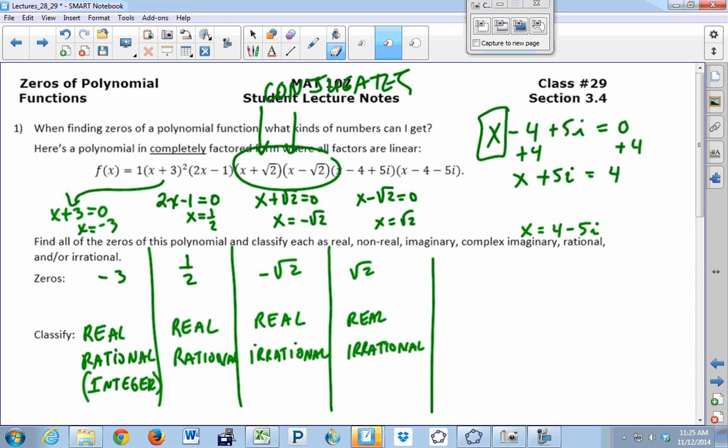Now I want to solve for x. What's happening to x? It's having 5i added to it. How do you undo adding 5i? You minus 5i. Exactly, Tyler. So you minus 5i. And there you go. X equals 4 minus 5i. So that's one of your zeros. Real or non-real? Non-real. And it's complex imaginary.